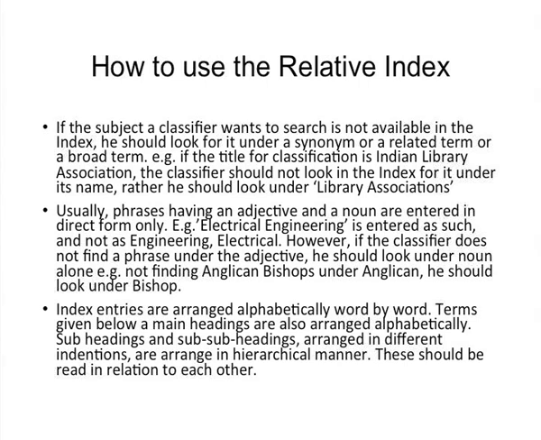For example, there are some headings which are phrases made up of an adjective and a noun, and generally headings are given in direct form in the index. If a classifier does not find a phrase as such under the adjective, he should look for it under the noun. For example, if there is a heading Anglican bishops but we do not find any heading under Anglican, then the classifier should go directly to the general heading bishops, and bishops will be found there. So, if we do not find a specific heading in the index, then we can choose a general heading.